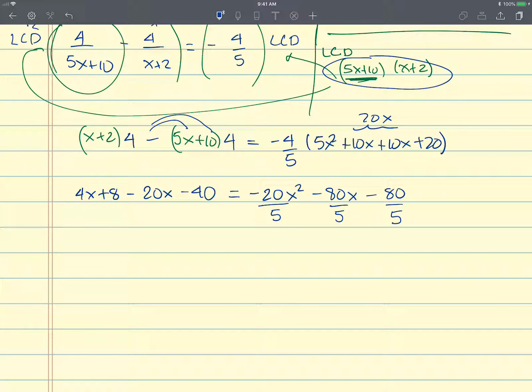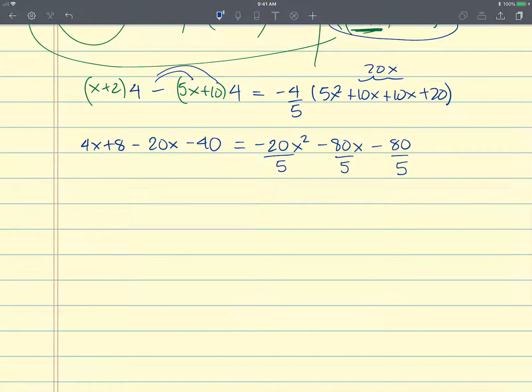So now I can still do this. I probably could have divided by 5 as I went along, but it's not a big deal. Let's do it now. On this side, I can combine some terms: 4x minus 20x gives a negative 16x, and negative 40 plus 8 gives a negative 32. On this side, negative 20 divided by 5 is a negative 4x squared. Negative 80 divided by 5 is a negative 16, and 80 divided by 5 is 16.